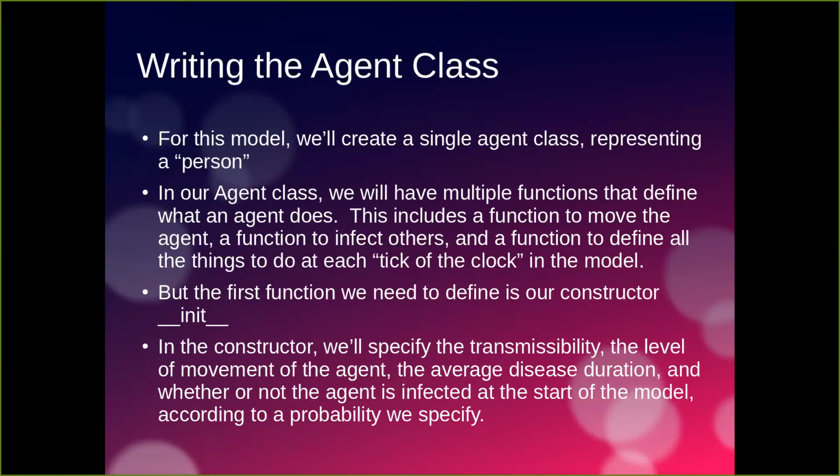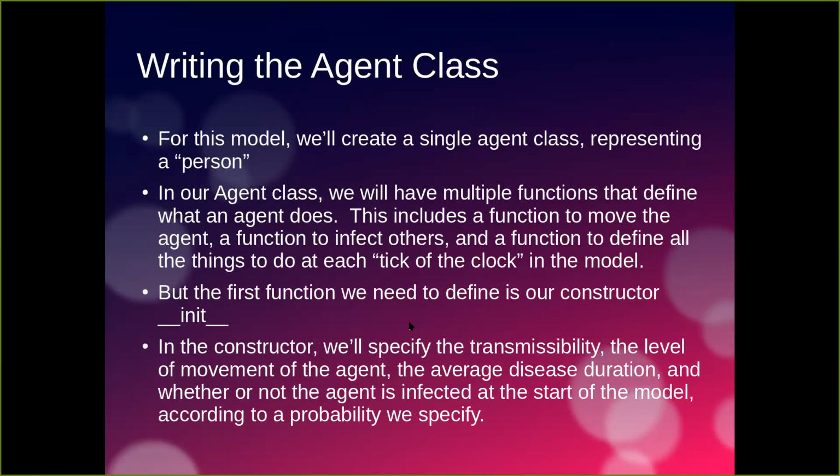We're going to need a function to tell agents about how to infect other people, and a method that essentially defines all of the things to do at each tick of the clock, i.e. the step method that I was talking about a moment ago. But of course, as you well know from object-oriented programming, we always have to have a constructor in our class description as our first method, our dunder method, double underscore init double underscore.